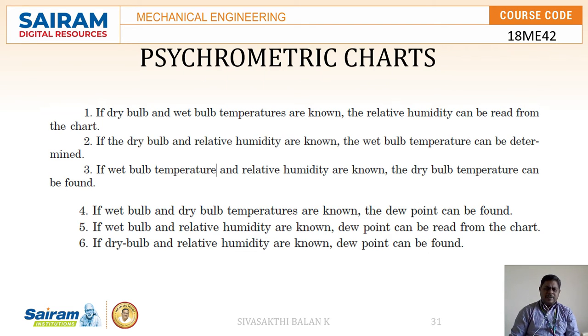Let us see some of the advantages of the psychrometric chart. If the dry bulb and wet bulb temperatures are known, the relative humidity can be read from the chart. Second, if the dry bulb and the relative humidity are known, the wet bulb temperature can be determined. Third, if the wet bulb and relative humidity are known, then you can calculate the dry bulb temperature. And if the wet bulb and dry bulb temperatures are known, the dew point can be calculated.